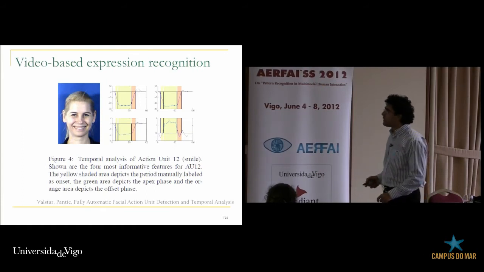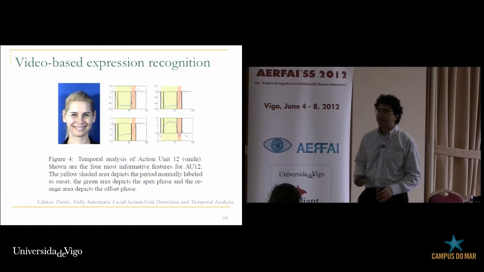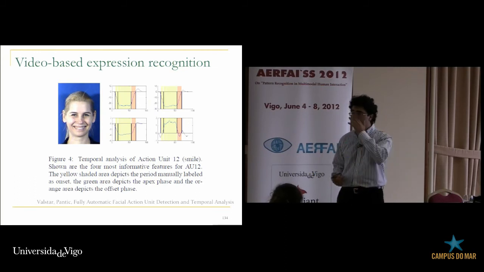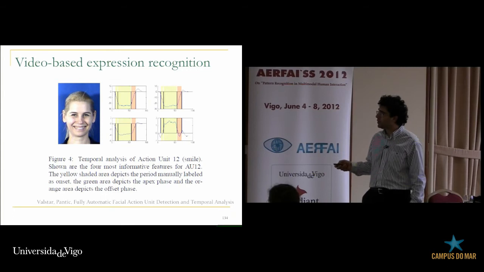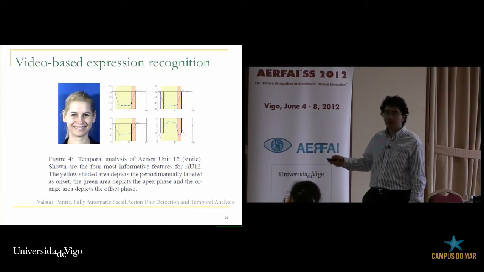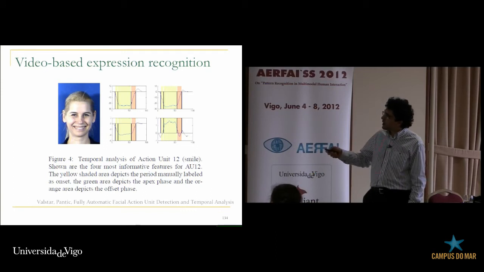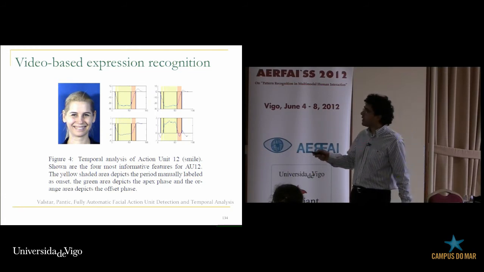Now, we have known for a time that the temporal information is also important. So here you see the temporal unfolding of a single action unit for smiles. It's very relevant for smiles, unit 12. And different facial features show different profiles in time when this action unit is happening. And what people usually do is they separate this temporal profile into three phases: the onset of the expression, the apex, and the offset.